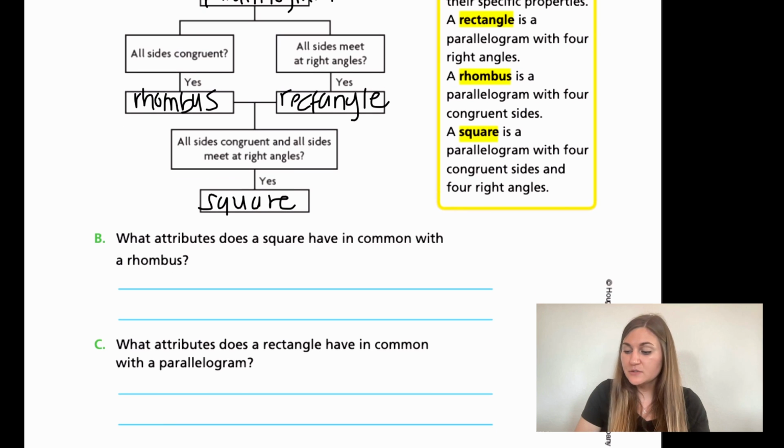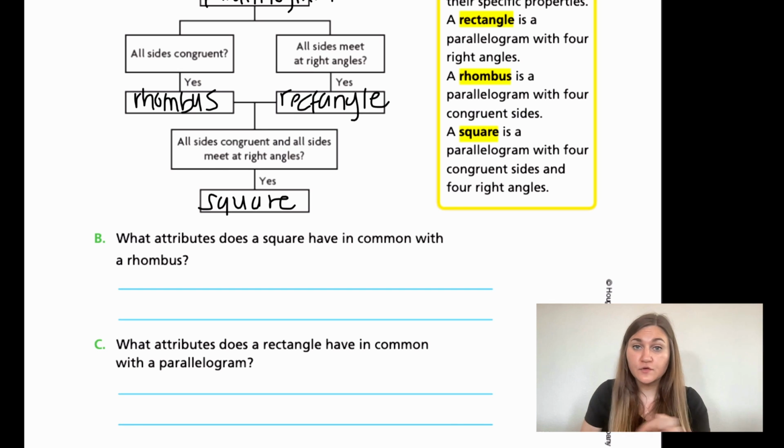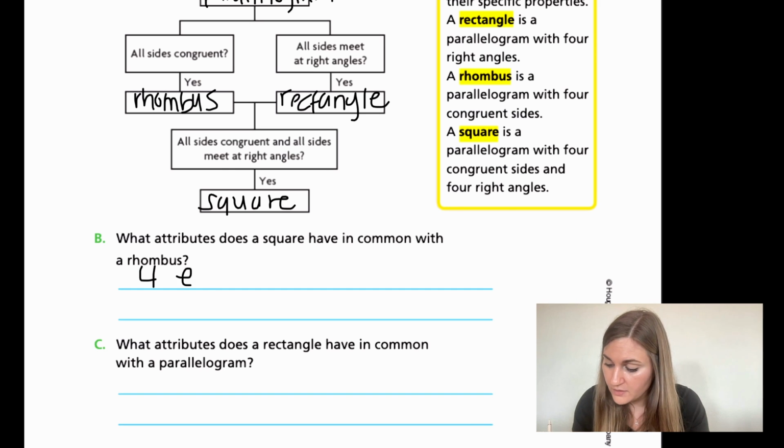So what attributes does a square have in common with a rhombus? Well, a square and a rhombus all have 4 equal sides. So a square has 4 equal sides that all meet at right angles, and then the rhombus has 4 equal sides, but it's just slanted slightly. It's just like a square, but slanted slightly. So these have 4 equal sides.